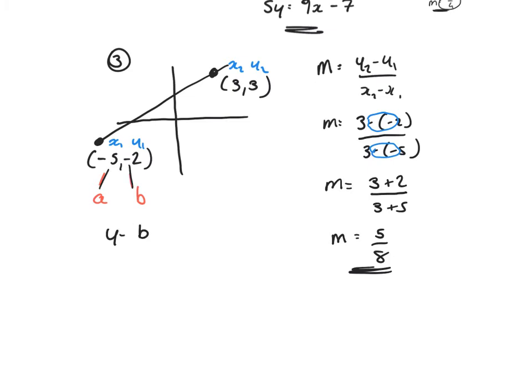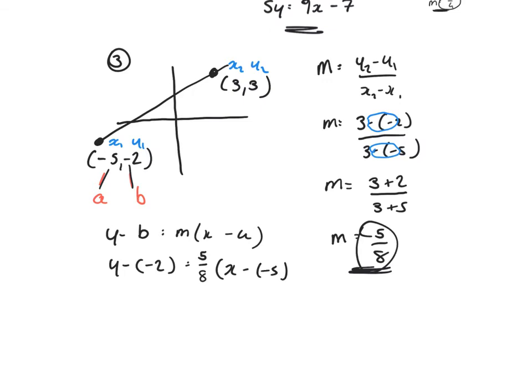Let's put that into y minus b equals m bracket x minus a. So y minus -2 is equal to m, which is 5/8, bracket x minus -5. Y minus minus 2 becomes y plus 2. 5/8 bracket x minus minus 5, x plus 5.